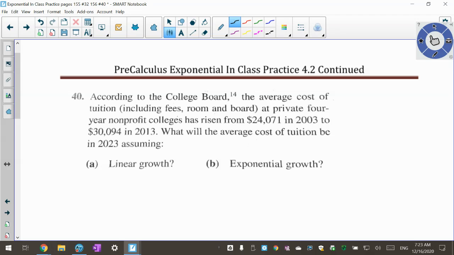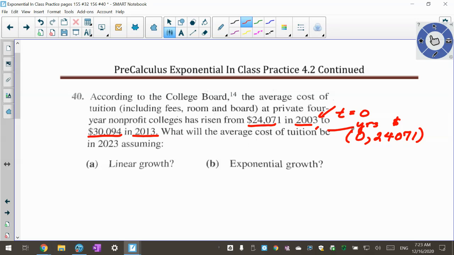Well, if I give you something like this, I always underline what they gave us for information and see if I can make points out of it. I'm going to use time as 0 for 2003, because they just gave us 2 points, and they're starting from 2003. So my first point, for both of them, is 0, $24,071. This is money, and this is years since 2003. That's my first point, and it's pretty cool because now I know I have my initial value for both of these formulas. The next point is 2013.